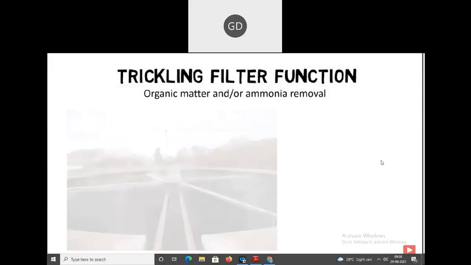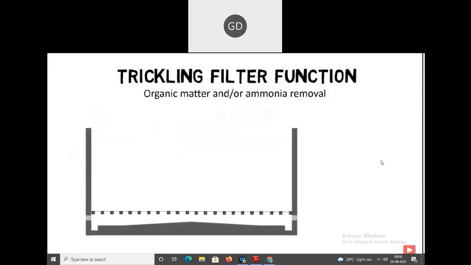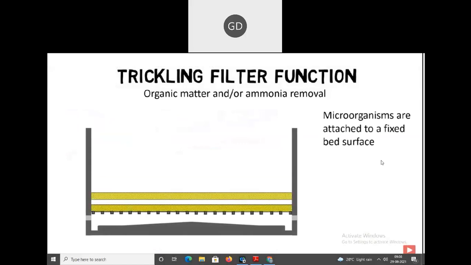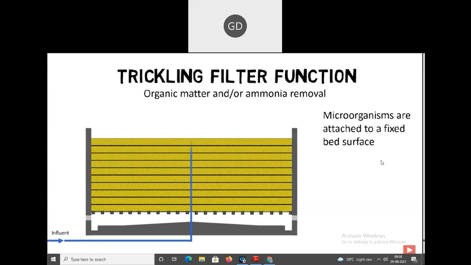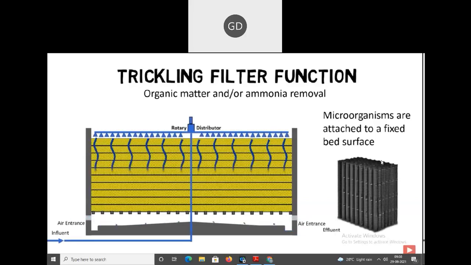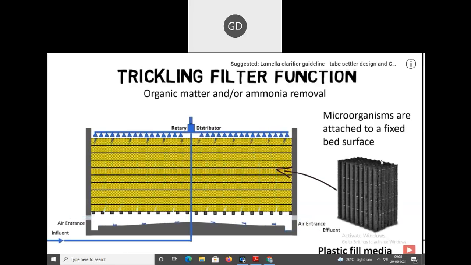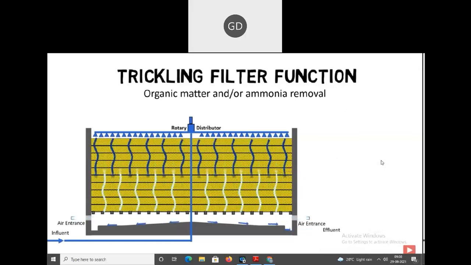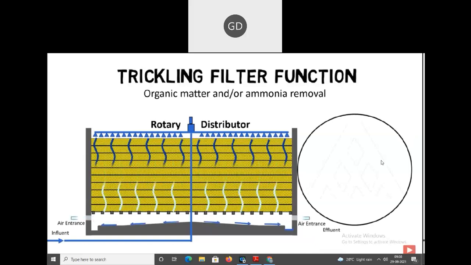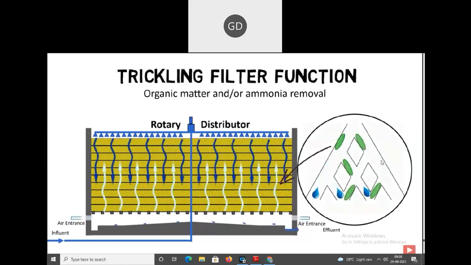Compared to the activated sludge process, the microorganisms are not suspended in the mixed liquor, but they are attached to a fixed bed surface. Nowadays, the fixed bed surface is usually provided by structured plastic fill media, but in the past, rock, gravel, and hardwood were also used. Wastewater from primary clarifiers is continuously trickled over the first layer of plastic fill media using a rotary distributor. While wastewater is traveling down to the bottom of the trickling filter, a cross-corrugated pattern within the plastic fill media ensures good water-air mixing.